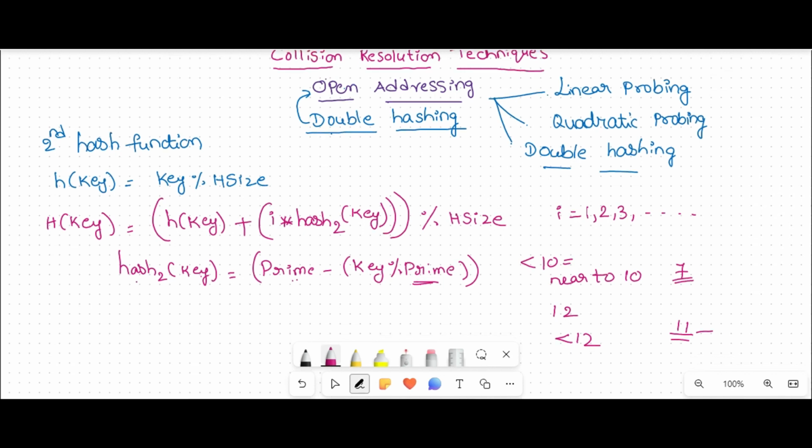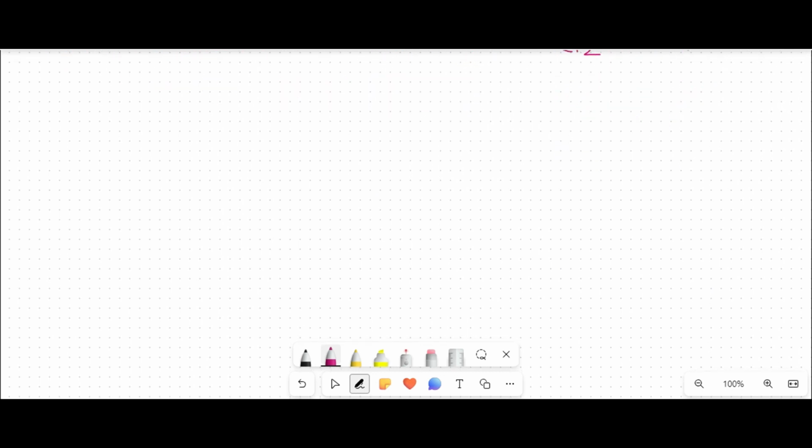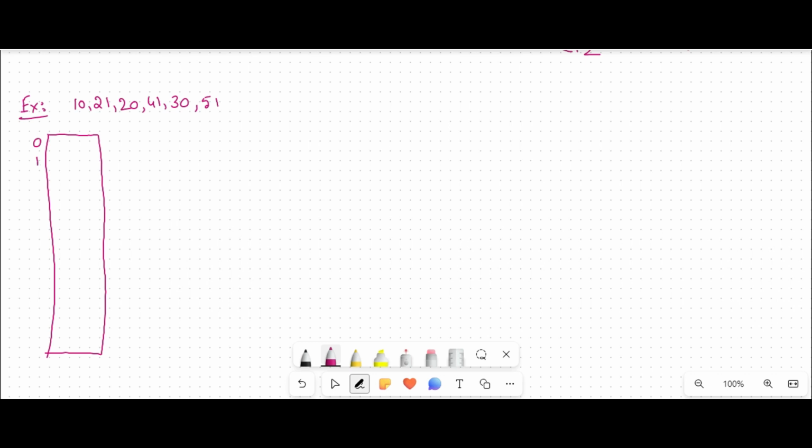Okay, so let us solve this with an example. For example, the elements are 10, 21, 20, 41, 30 and 51. Suppose these are the elements we want to insert using the double hashing technique. How can we insert the elements into the hash table? Assume our hash table size is 10, with buckets 0, 1, 2, 3, 4, 5, 6, 7, 8 and 9.